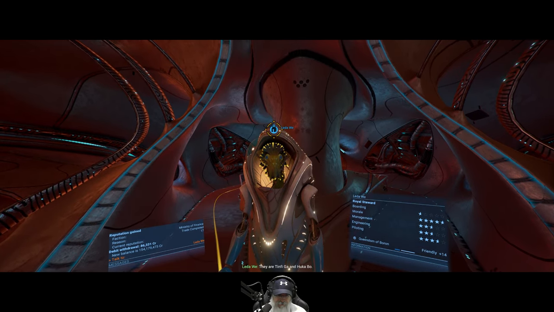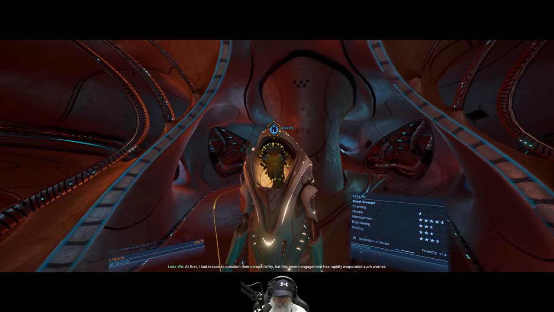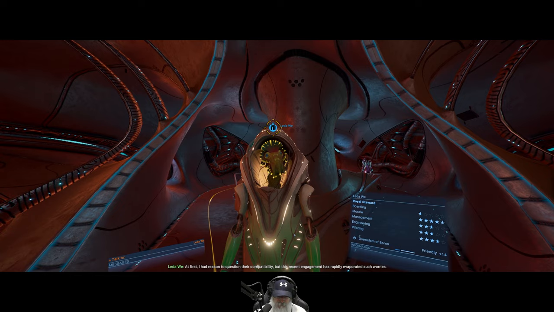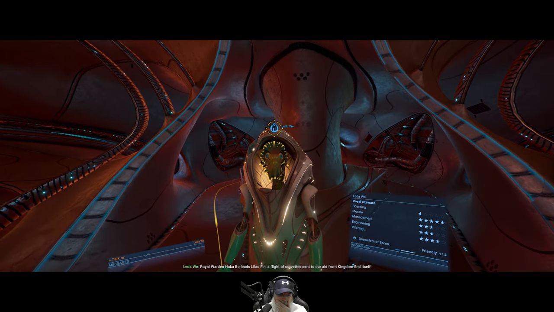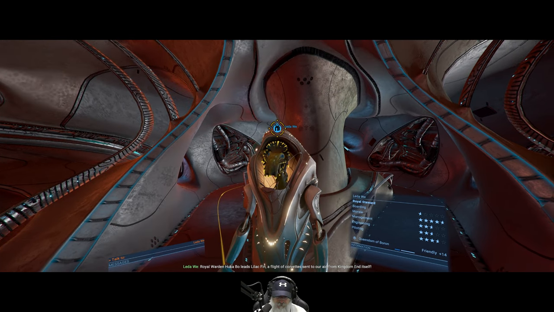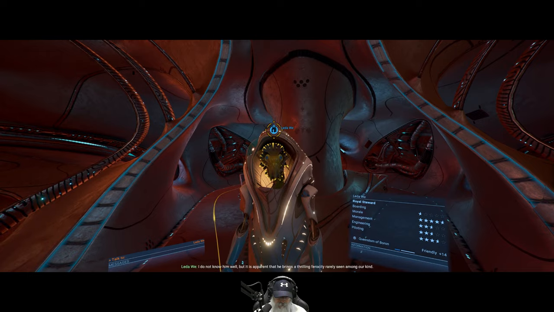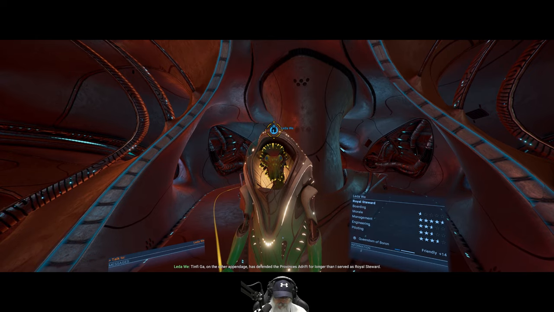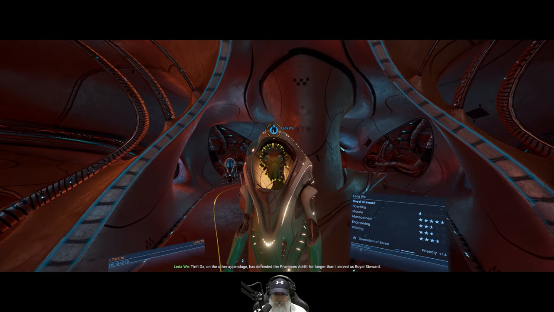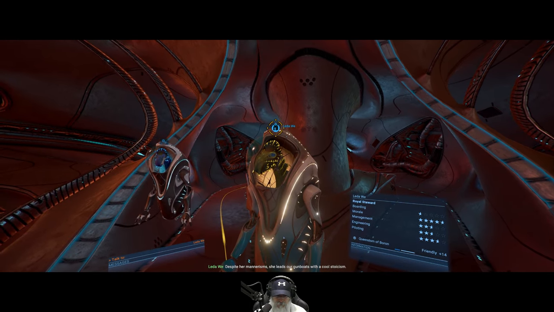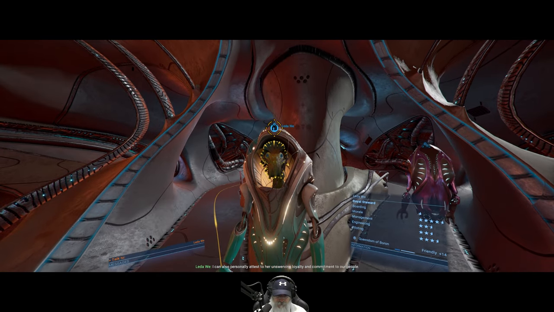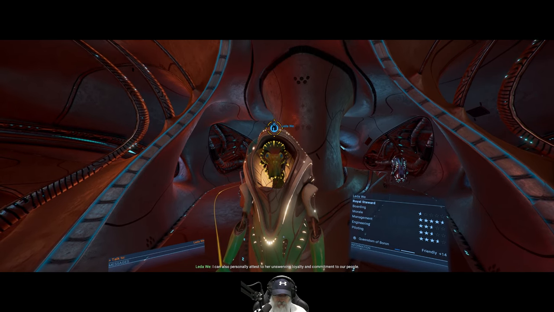Who are the flight leaders? They are Tin Figa and Huka Bo. At first, I had reason to question their compatibility, but this recent engagement has rapidly evaporated such worries. Royal Warden Huka Bo leads Lilac Finn, a flight of corvettes sent to our aid from Kingdom End itself. I do not know him well, but it is apparent that he brings a thrilling ferocity rarely seen among our kind. Okay. Tin Figa, on the other appendage, has defended the provinces adrift for longer than I served as royal steward. Despite her mannerisms, she leads our gunboats with a cool stoicism. I can also personally attest to her unswerving loyalty and commitment to our people.